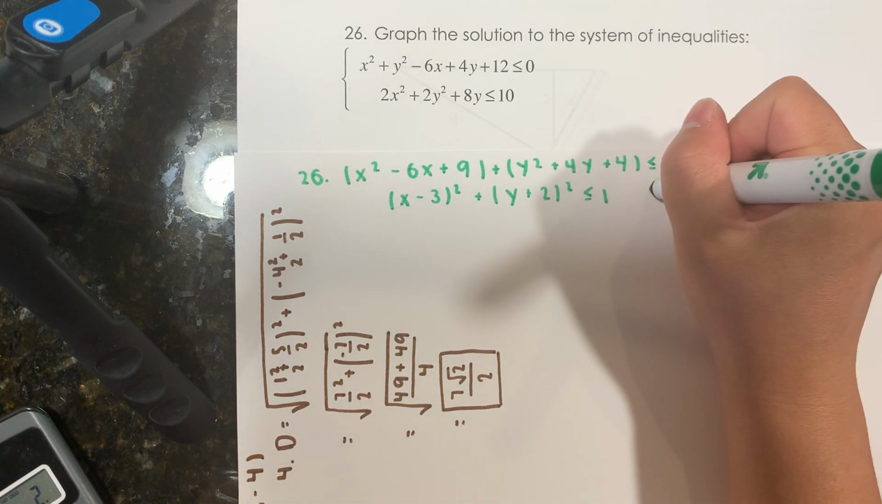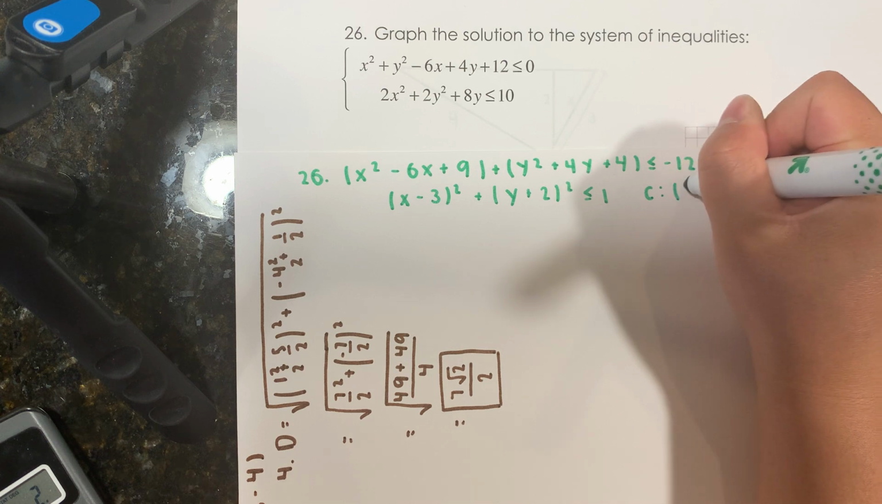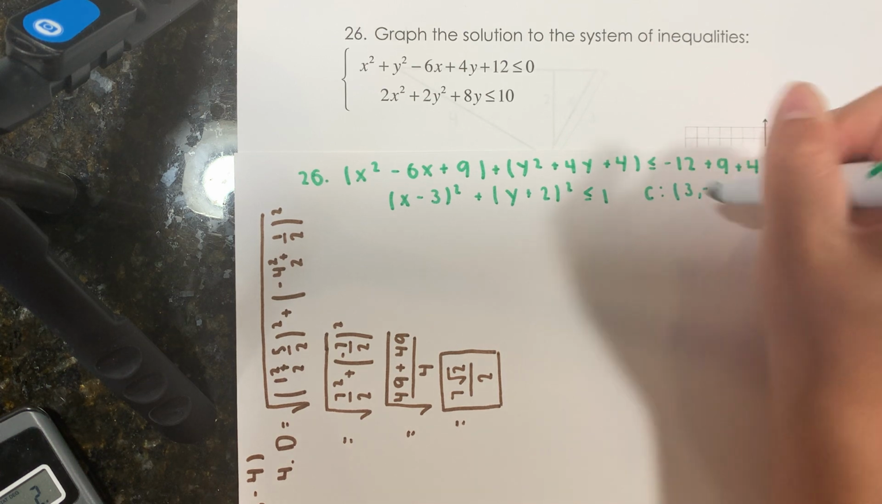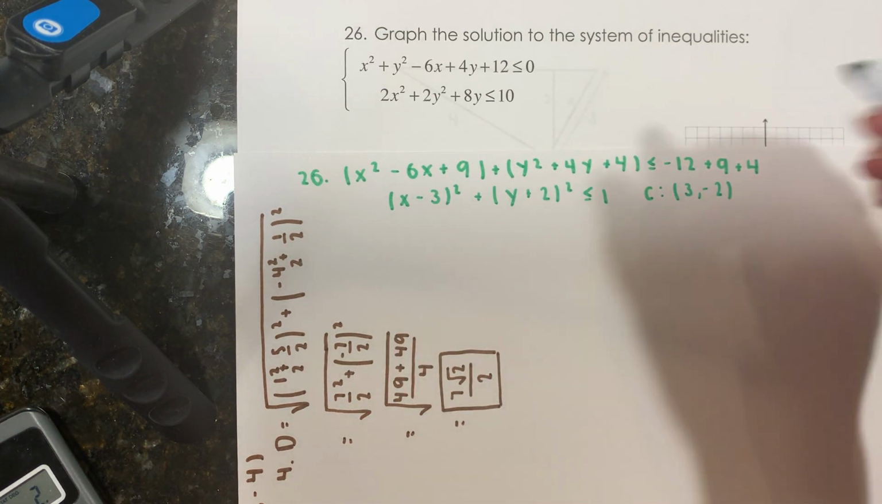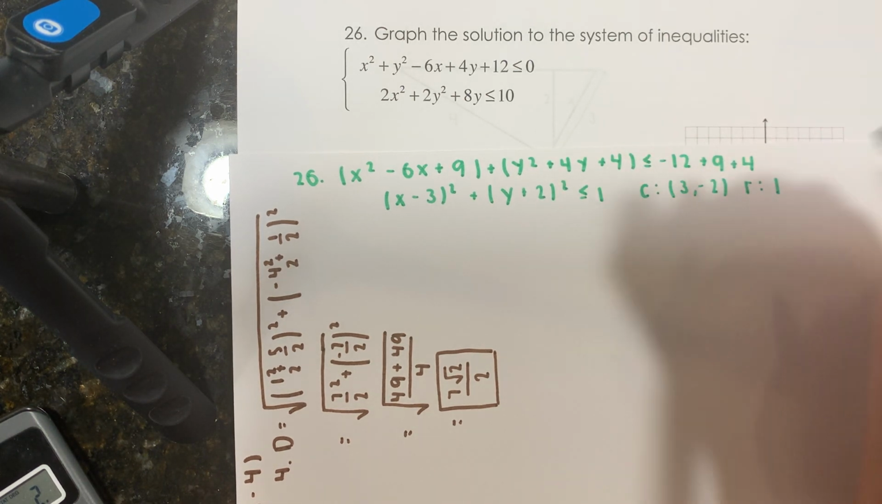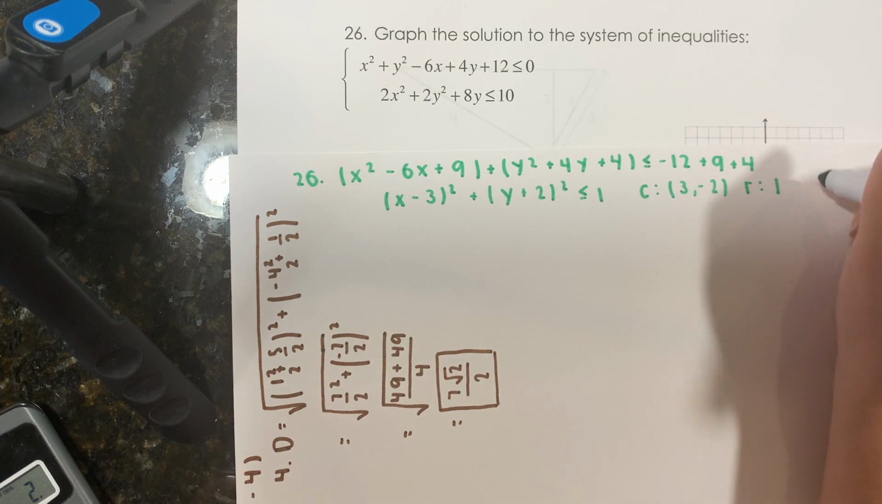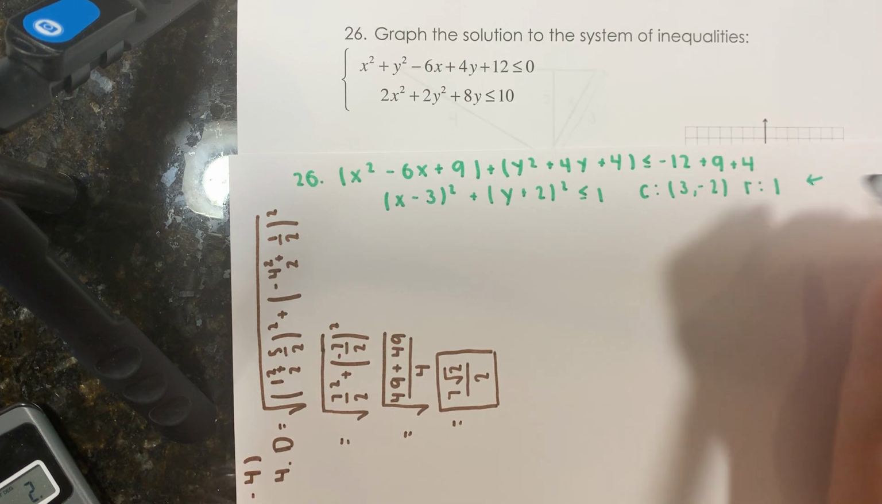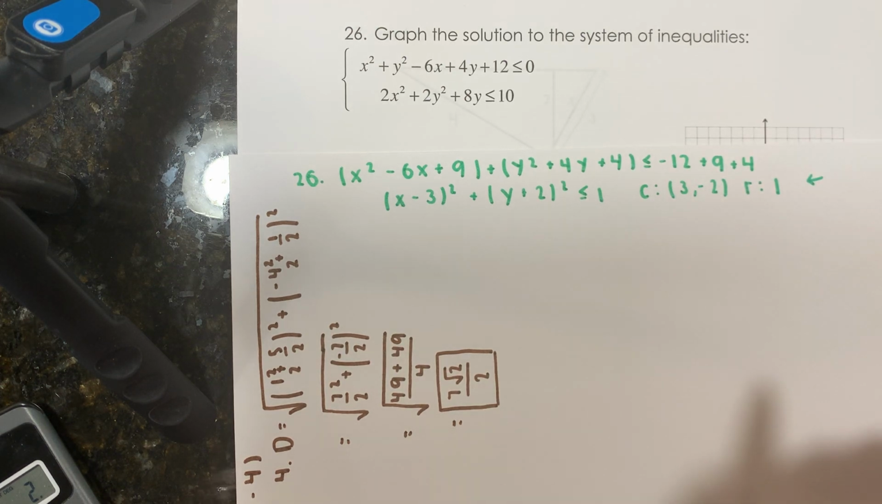So now the coordinate of the center of the circle is going to be 3 comma negative 2 because it's opposite of what's given to you. The radius is going to be the square root of that, which is 1. Because it says less than, you're going to shade everything inside of the circle.